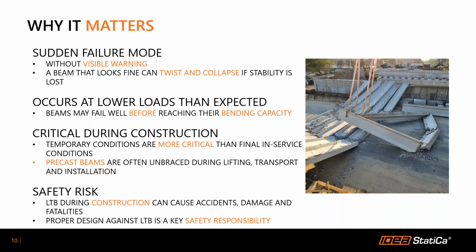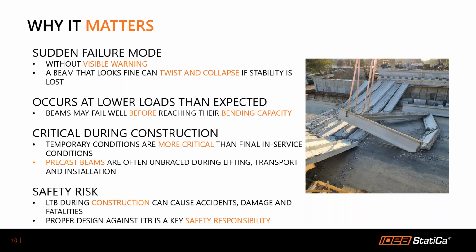Why does lateral torsional buckling matter and why is it dangerous? It is a sudden failure mode. It occurs without any visible warning. A beam that can look fine in one moment can twist and collapse if stability is lost. This effect can occur at much lower loads than expected. The beams may fail well before reaching their bending capacity.